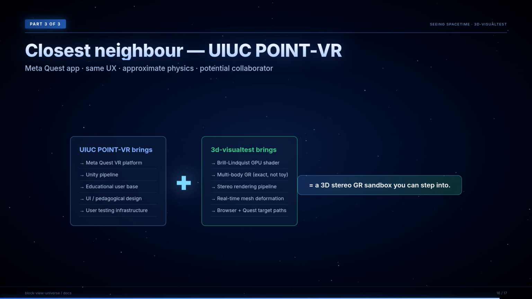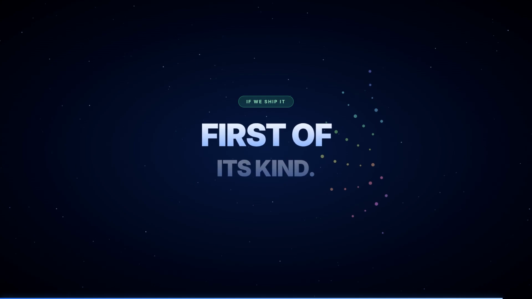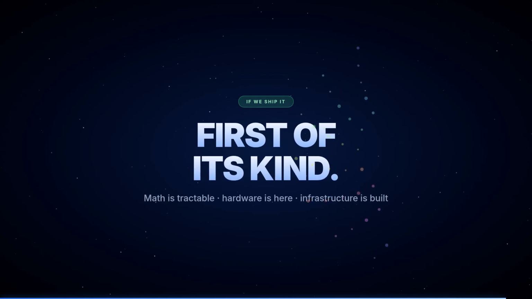The split is natural. If we get this working, it will be the first tool to combine actual general relativity, multiple bodies, a visible deformed mesh, real-time GPU rendering, stereo 3D, and live dynamics. The math is tractable. The hardware is here. The infrastructure is built. The next milestone is the vertex shader that does the deformation.